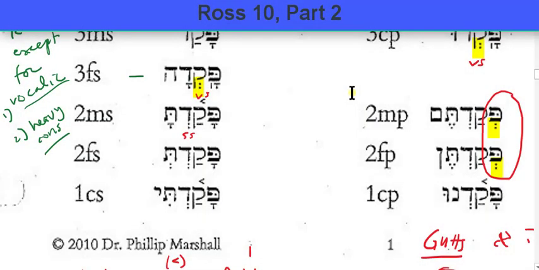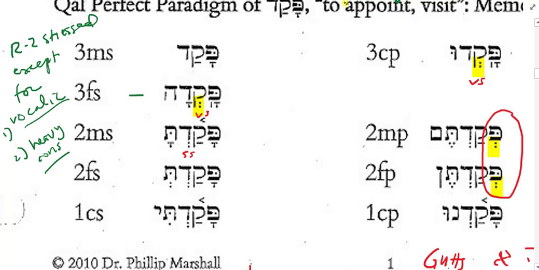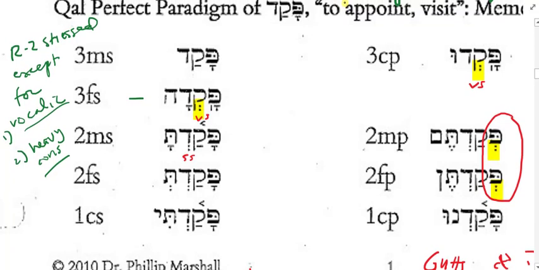And we're going to use the verb pakad as our paradigm verb. The word paradigm means model, and it means to visit or to appoint. Okay? To visit or to appoint. Here's what the vowel points are going to look like for the qal. When we get to the nifal and the piel and pual, we'll have different vowel points. So this is the qal stem's vowel points in the perfect.